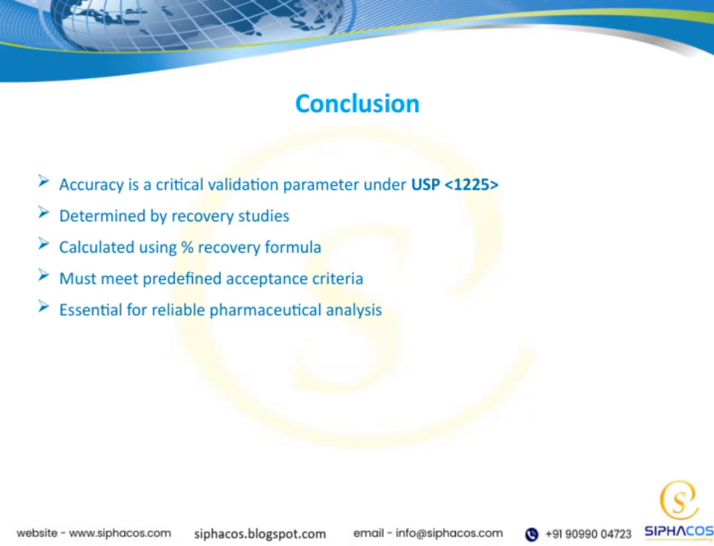Let's wrap up with the key takeaway on accuracy. As highlighted in USP 1225, accuracy is a critical validation parameter that ensures our analytical methods are dependable. It's typically determined through recovery studies, which help us understand how well our method recovers the actual analyte from the sample. This is calculated using the percentage recovery formula, giving us a clear measure of the method's accuracy.